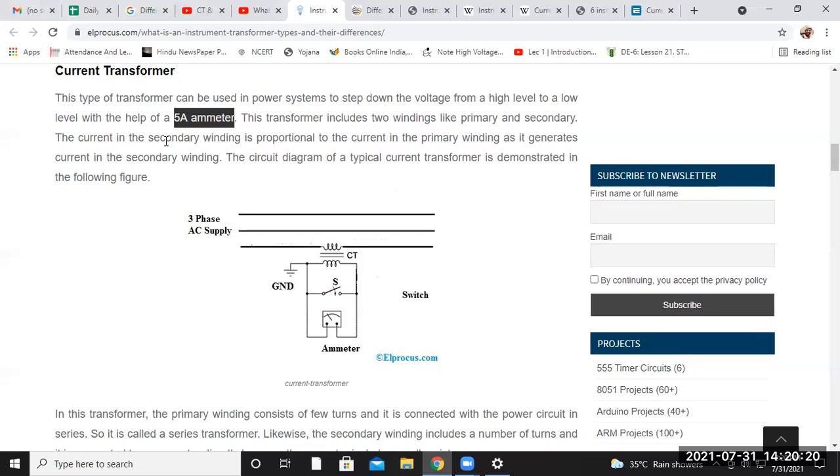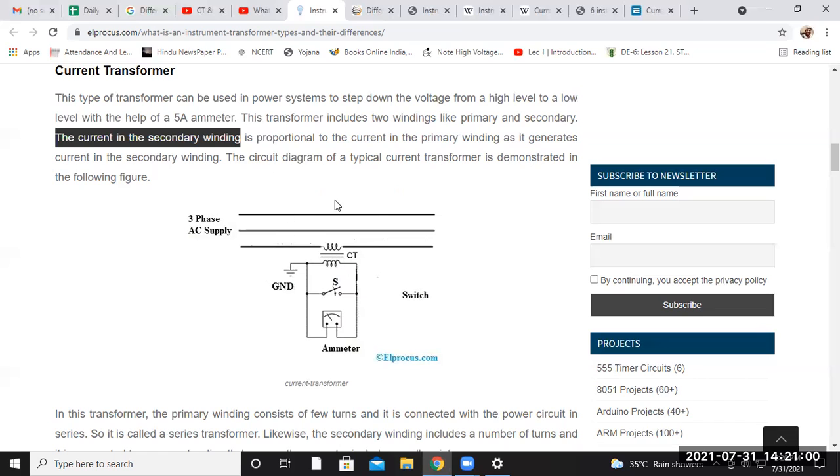As you can see, the current in the secondary winding, let us name it I2, is proportional to the current in the primary winding. Let us say the current in the primary winding is given as I1. So the current in the secondary winding I2 is proportional to I1. It is not said directly or inversely, it is just written proportional, so we can take it as directly proportional to each other, as it generates the current in the secondary winding. Depending upon the number of turns, the primary and secondary current will flow in the primary side and secondary side of the transformer.